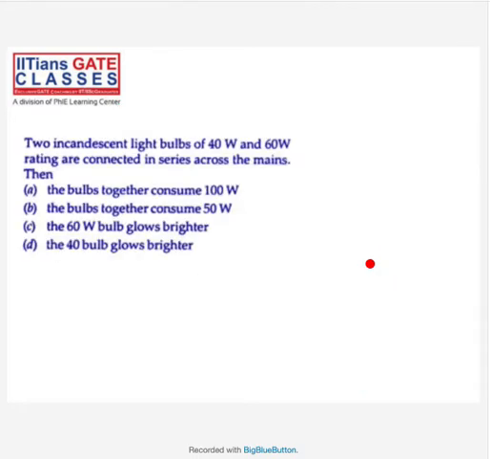The next one. So tell me this. 2 incandescent light bulbs of 40 watt and 60 watt rating are connected in series across the mains. Then which option, A, B, C, D? You have to answer saying the options. Bulbs together consume 100 watt. Bulbs together consume 50 watts. 60 watt bulb glows brighter. 40 watt bulb glows brighter. Tell me the answer.